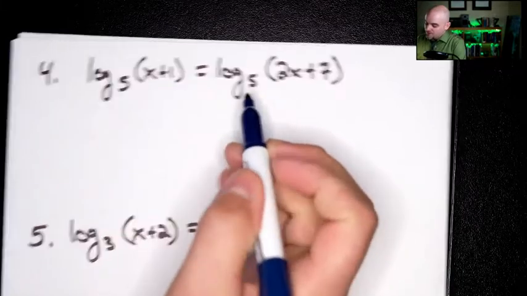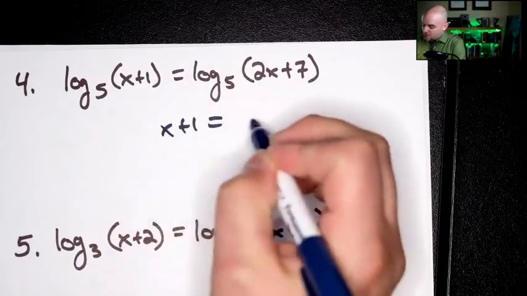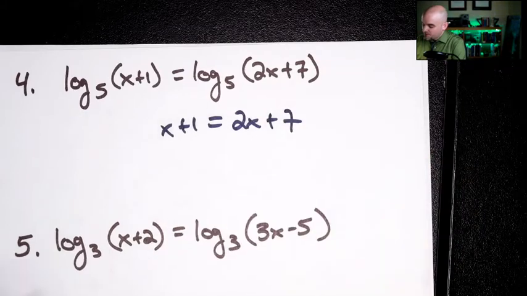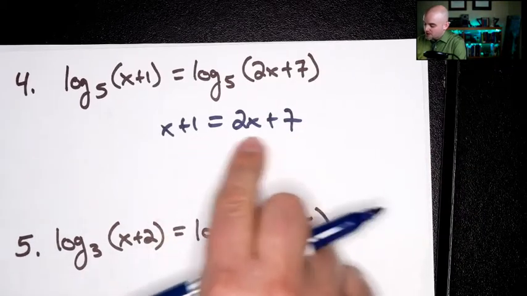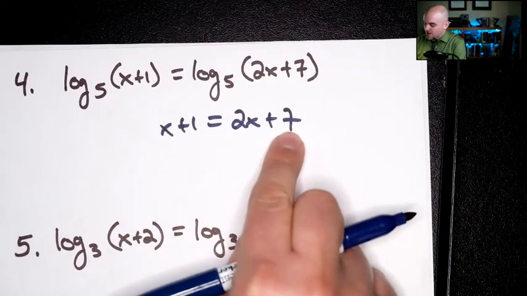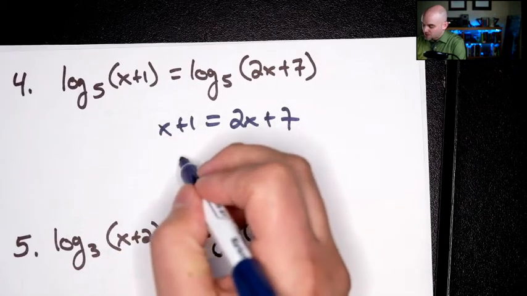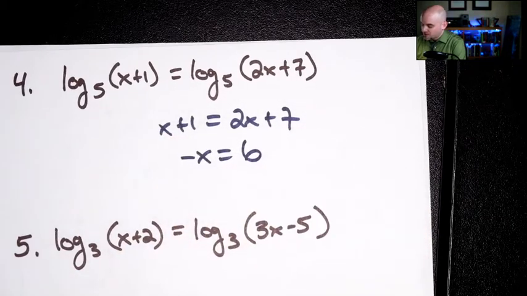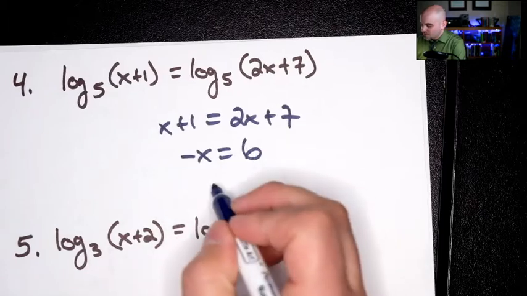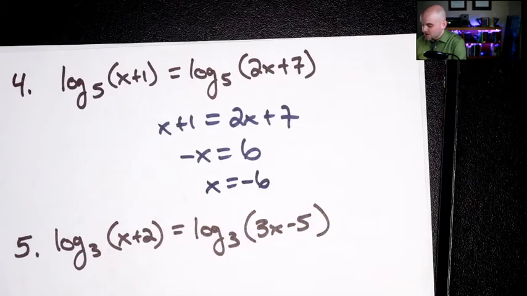So we have base 5 here, so I'm going to set x plus 1 is equal to 2x plus 7. I'm going to solve for x by subtracting 1 from both sides and then subtracting 2x from both sides. So I get negative x equals positive 6. Divide by negative 1 and I get x equals negative 6.